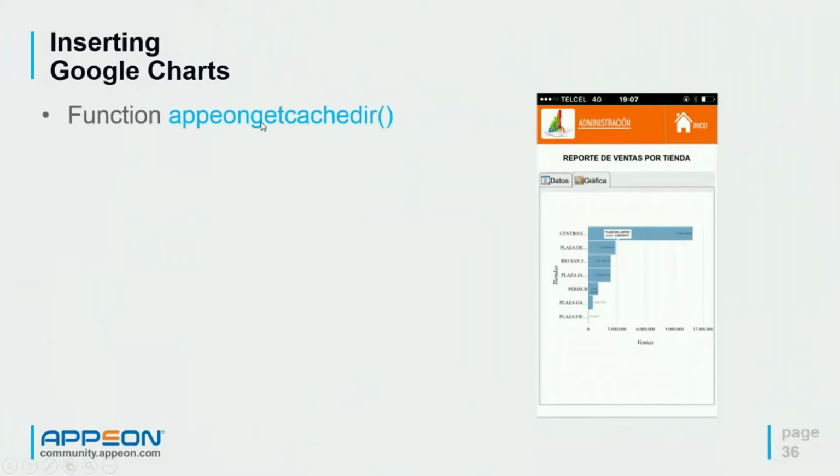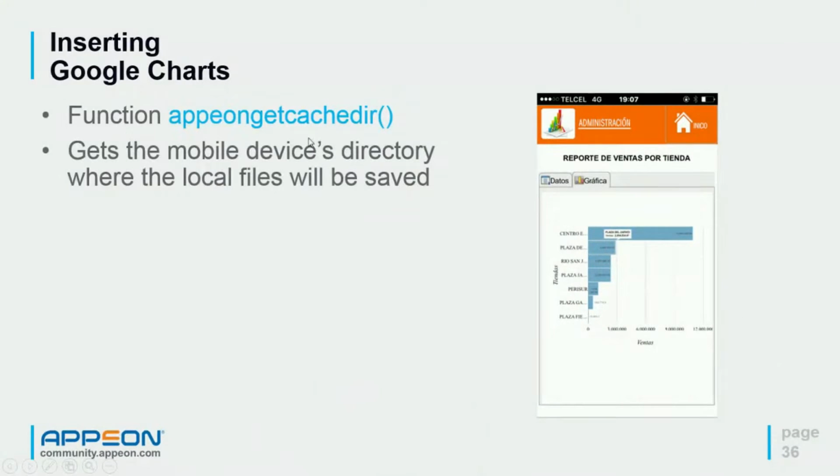The function get cached here will tell you where your pictures and your files are going to be stored in your mobile device. So get the mobile device directory where the local files will be saved. To create this graphic functionality, you will need to create local files.